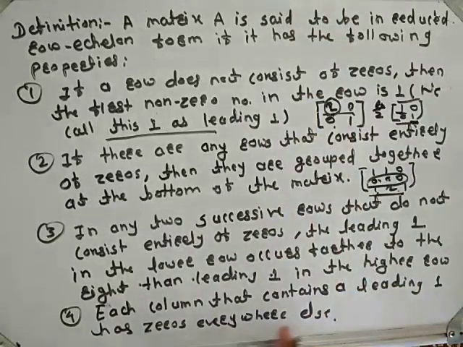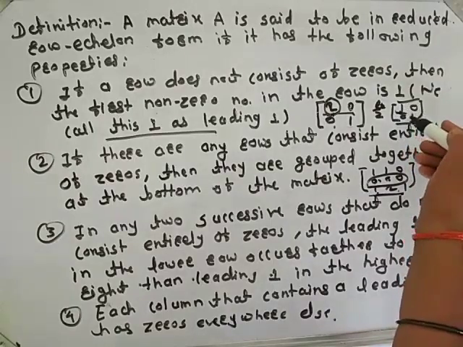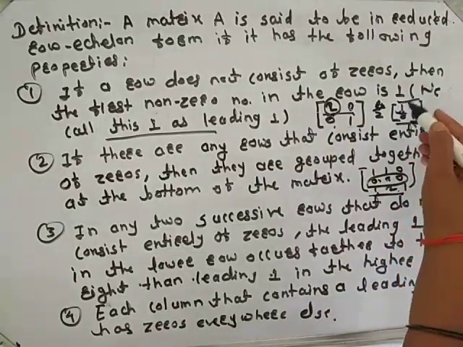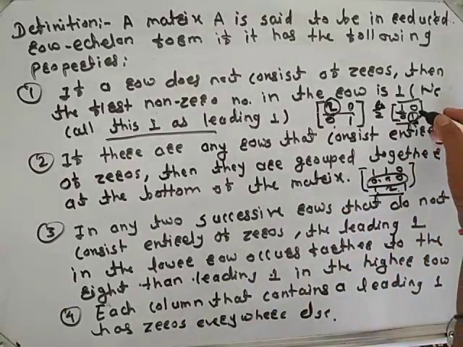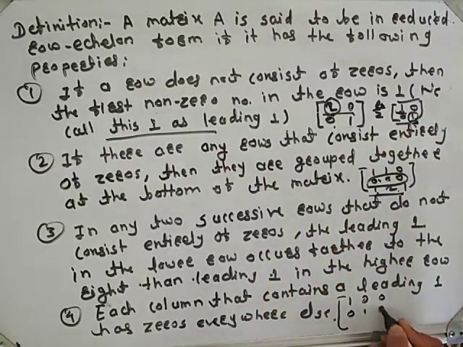And last is, each column that contains a leading one has zeros everywhere else. Means what? See here, this one is a leading one for this column. This leading one is the only non-zero entry in this column. Similarly, this column contains a leading one and has zeros everywhere else. For example, suppose 1 0 0, 0 1 0, 0 0 1.